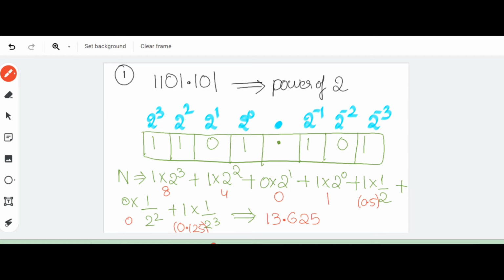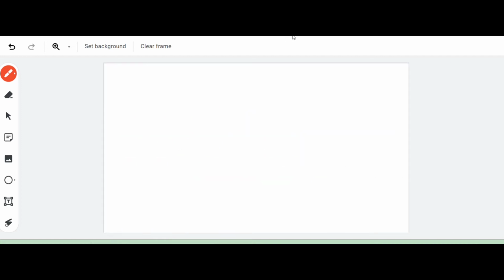So this is the conversion from binary. Actually you can see this is in binary. By using powers of 2 we have converted it into decimal. So this is about converting binary to decimal format. Got it? Let's take another quick example so that you will be much more clear.